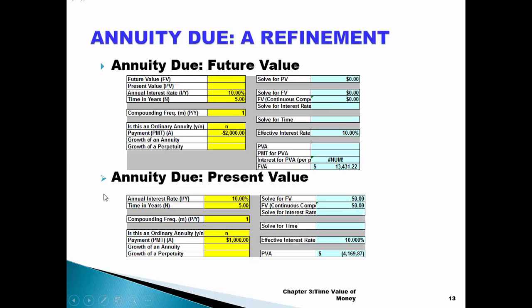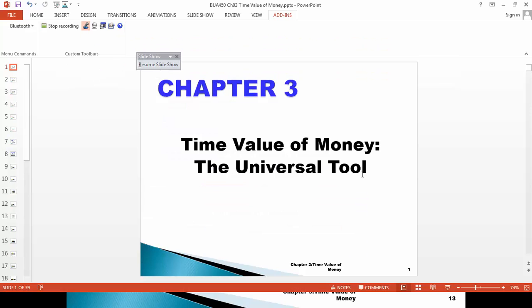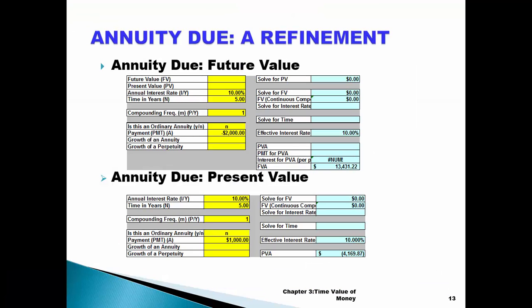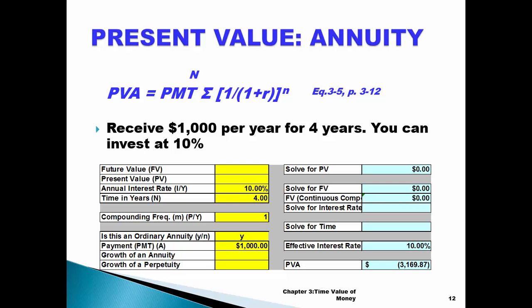So if you took those last two examples, all we would need to do is answer this question. Is this an ordinary annuity? That is, do the cash flows happen at the end of the year? Or not? In this case, we're saying no. This is an annuity due, so we change this to an N. So the numbers obviously change. It's 13,431 is the future value. Oops, I'm sorry, didn't mean to do that. 13,431 is the future value. Push this button. We go back.